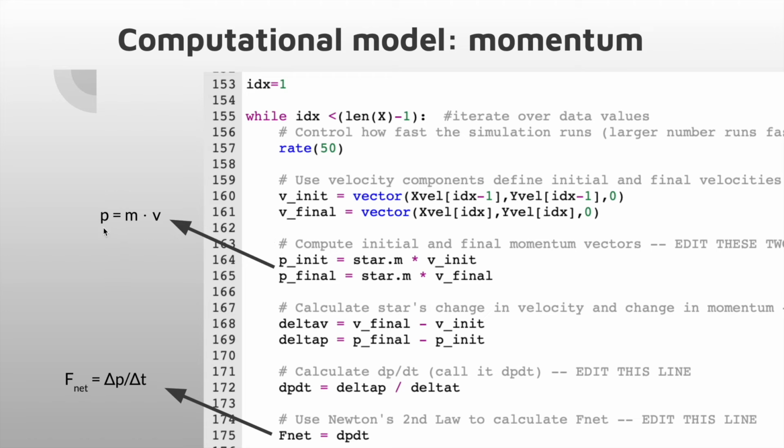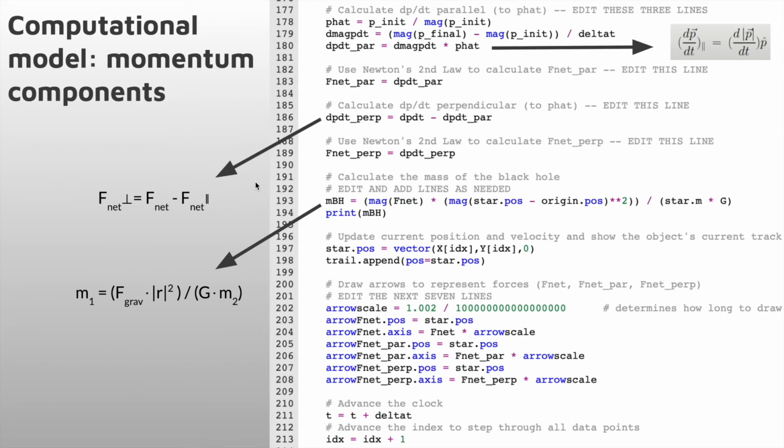We use the formula momentum equals mass times velocity to determine the initial and final momentum. We use Newton's second law to determine F net equals dp over dt. We rearrange net force equals net force parallel plus net force perpendicular to determine the perpendicular net force. And we use the rearranged gravitational force formula to determine the mass of the black hole.